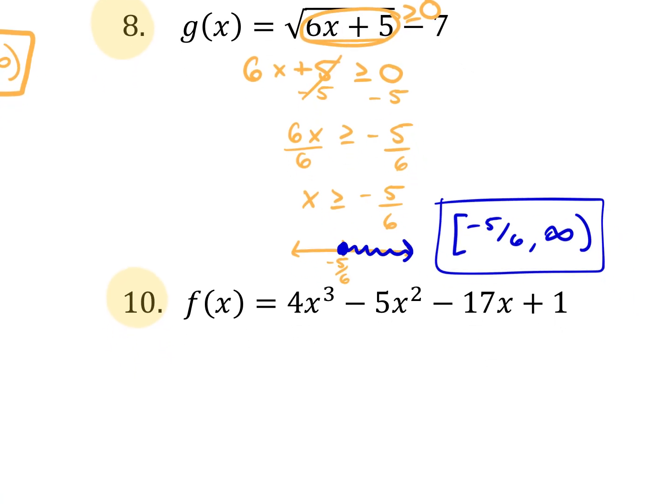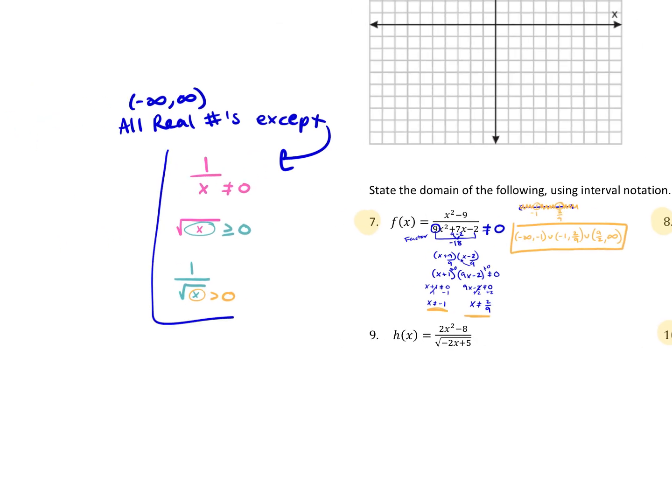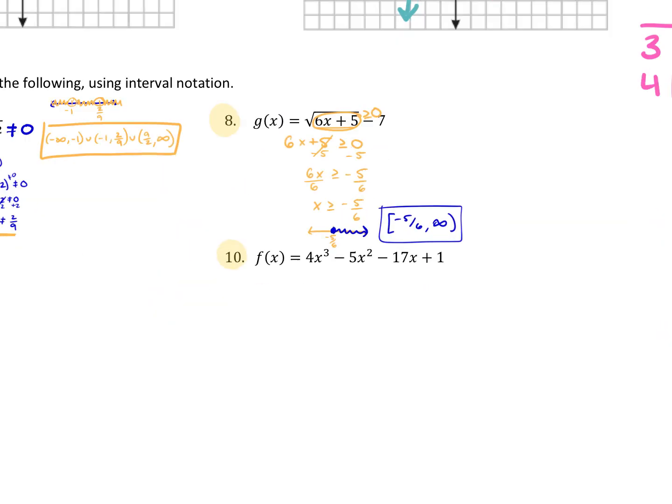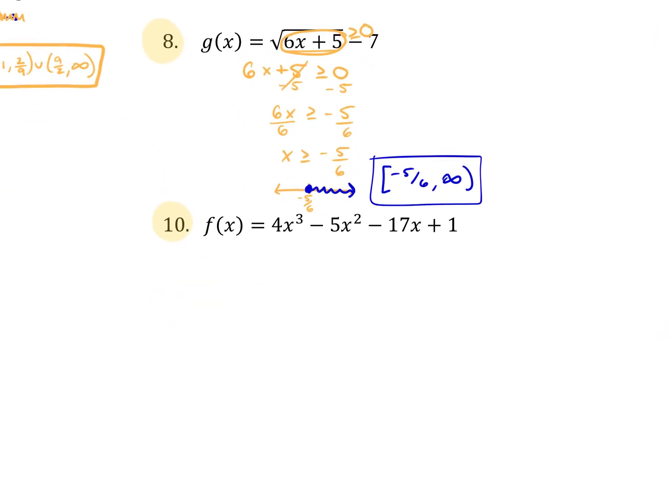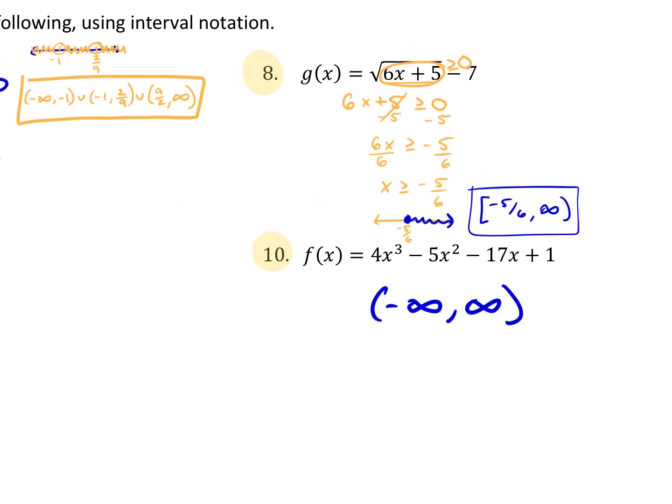Let's look at number 10. For number 10, we don't have a fraction. We don't have square roots. So what would our domain be? All real numbers. It's all real numbers except if you have a fraction or if you have a square root. So here, if it's a regular equation with just x's, there's no fraction and no square roots, it's all real numbers. So negative infinity to positive infinity in interval notation. So this one you don't even have to do math.